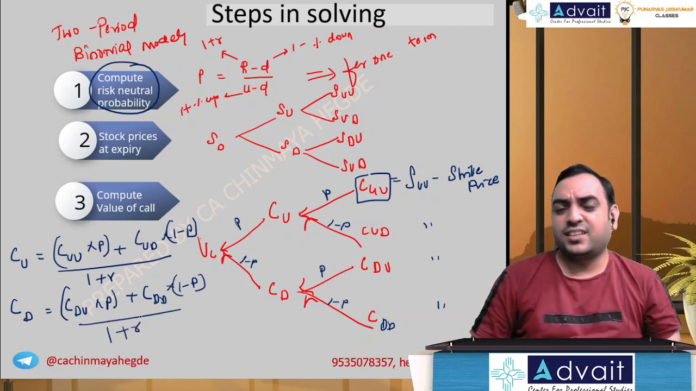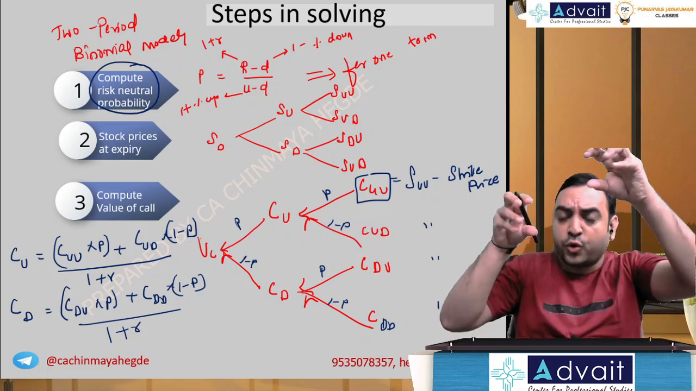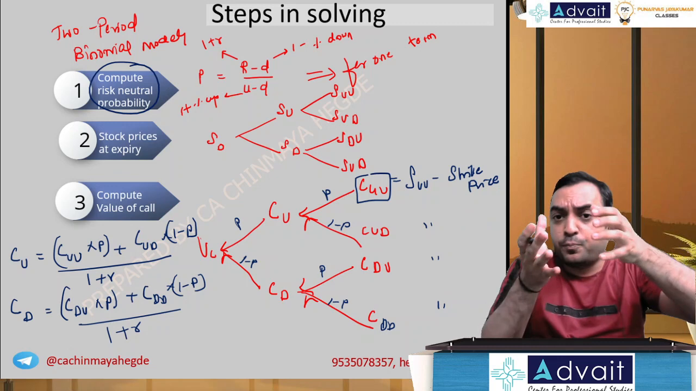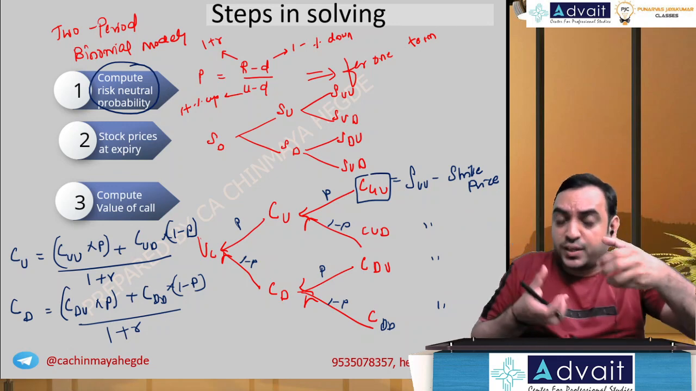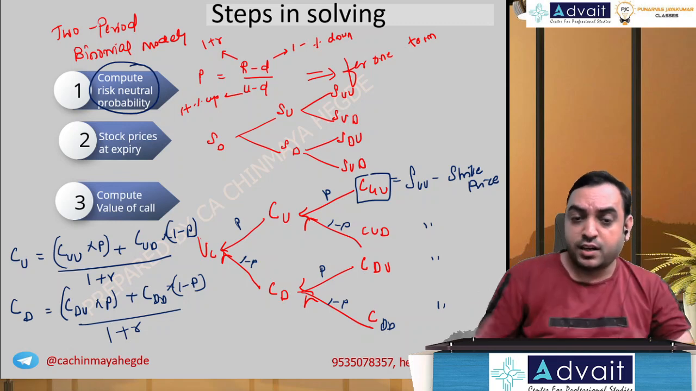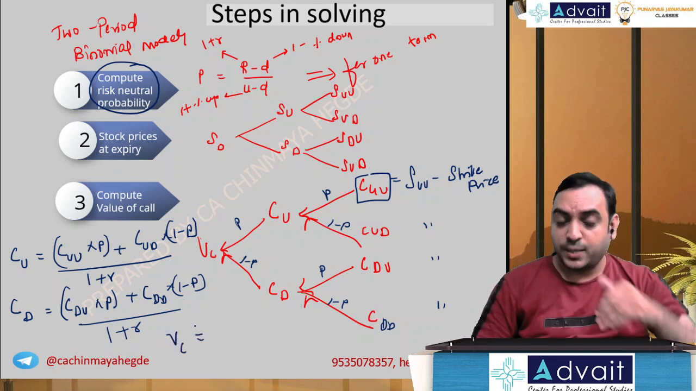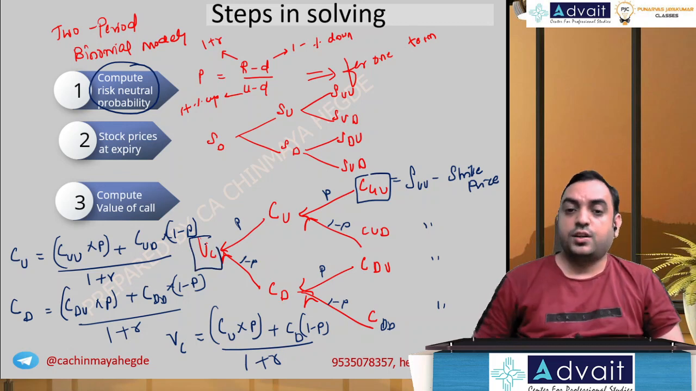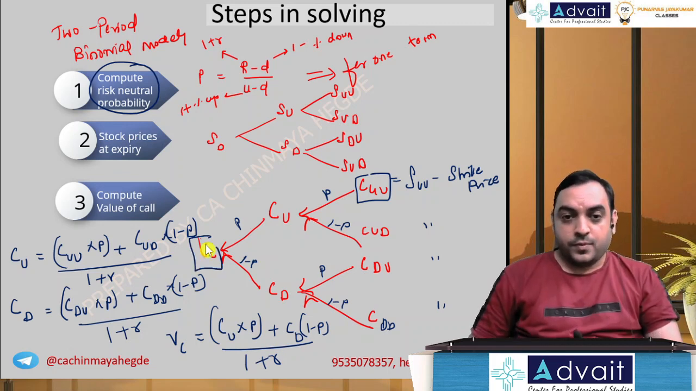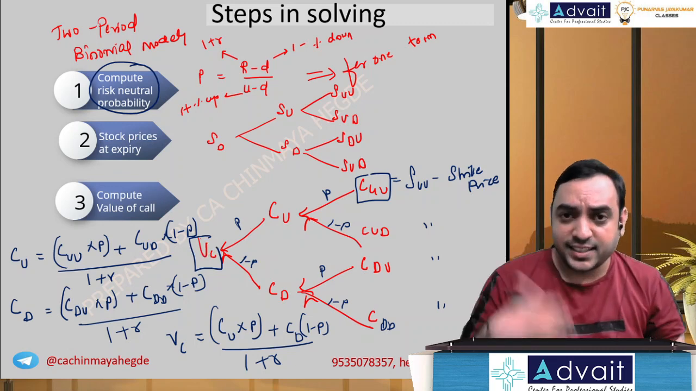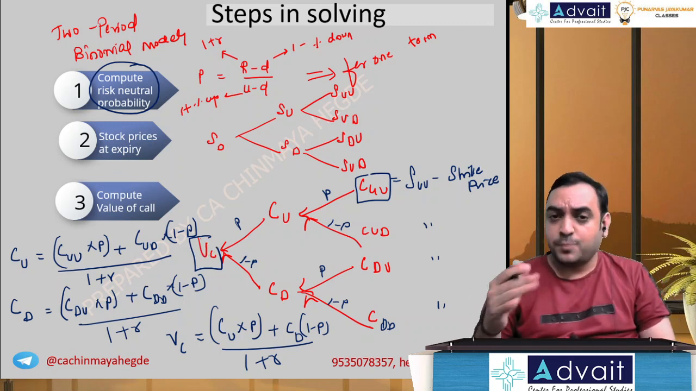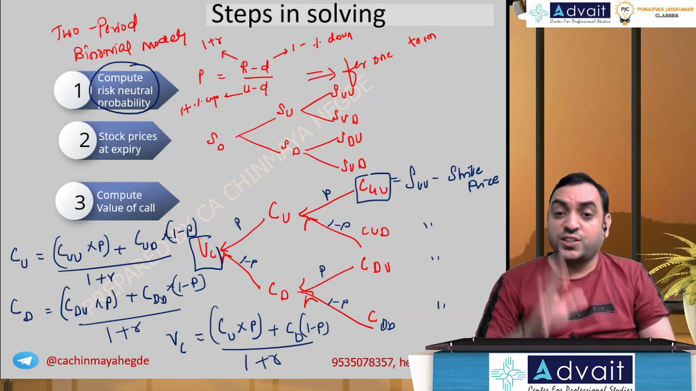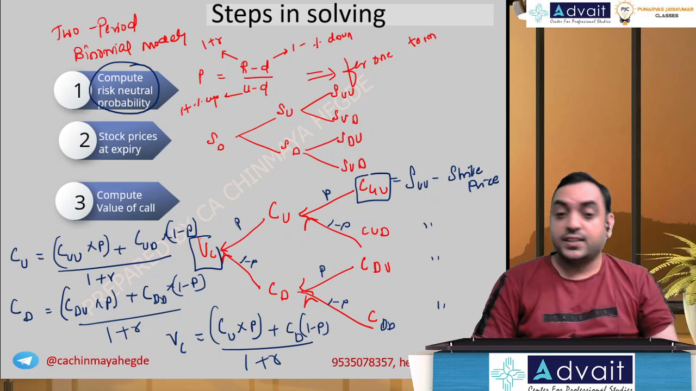Don't get confused by this terminology, just understand the process. We have 4 values, we bring it down to 2 values by applying probability and dividing by 1 plus R. 2 values we have, again multiply by probability, divide by 1 plus R, you get the value of call. So value of call, same process, CU into probability plus CD into 1 minus probability, whole divided by 1 plus R, that is your value of call. Again, at this point in time, you may not be able to appreciate this much, but once you do a problem, refer to these steps once more, I am sure you will appreciate this.